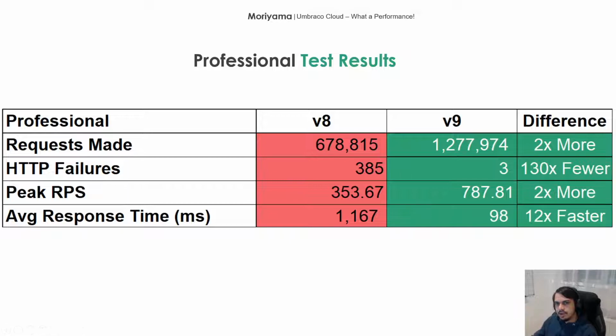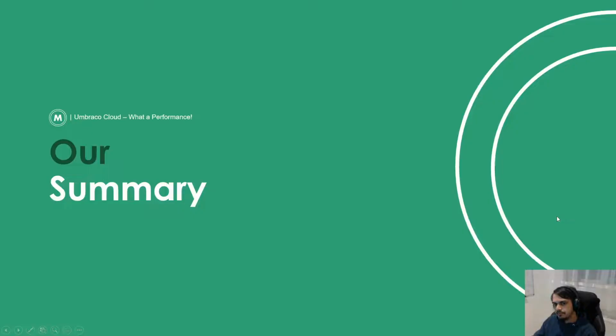If we have a look at all the results for V8 and V9 together in the Professional tier, again we're getting the same amount of requests made, 2 times more. Unfortunately, in V8 we had 385 HTTP failures, but in V9 we only got 3. So if we look at the peak response times, 2 times more, and our average response time was 12 times faster with V9 compared to V8.